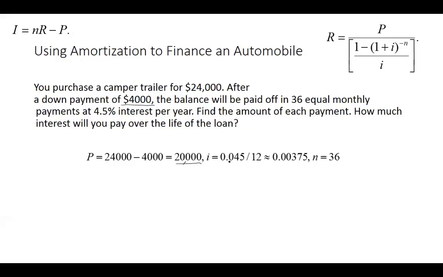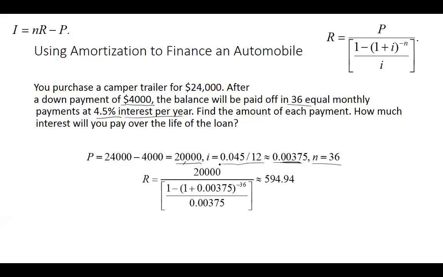And the interest rate is given to me as 4.5% divided by 100. That would be 0.045. Now it says per year, so I'm going to divide it by 12. So this would be my interest, and N is equal to 36, and that's also given to me as 36 equal monthly payments.